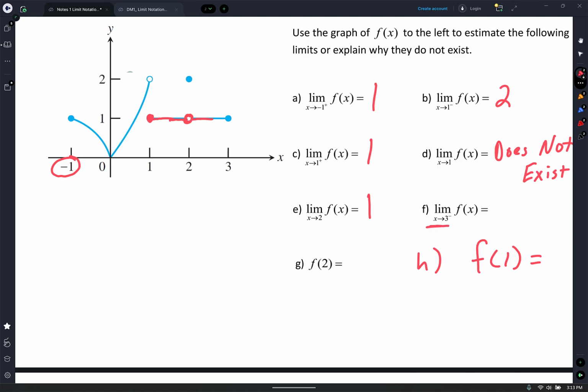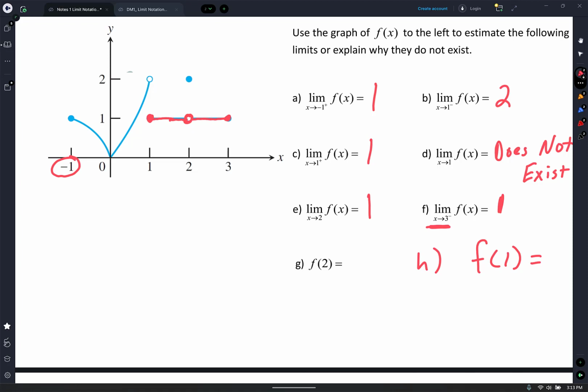There's only one direction to approach for 3. It says limit as x approaches 3 and a little minus sign on the upper right-hand corner. That's because there's only one direction to approach. If I approach 3 from the left-hand side, what is that y value? 1. Okay.